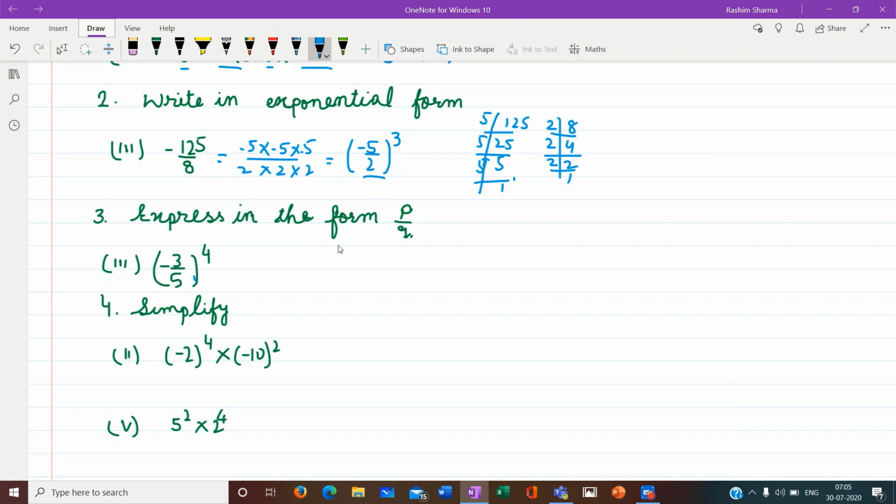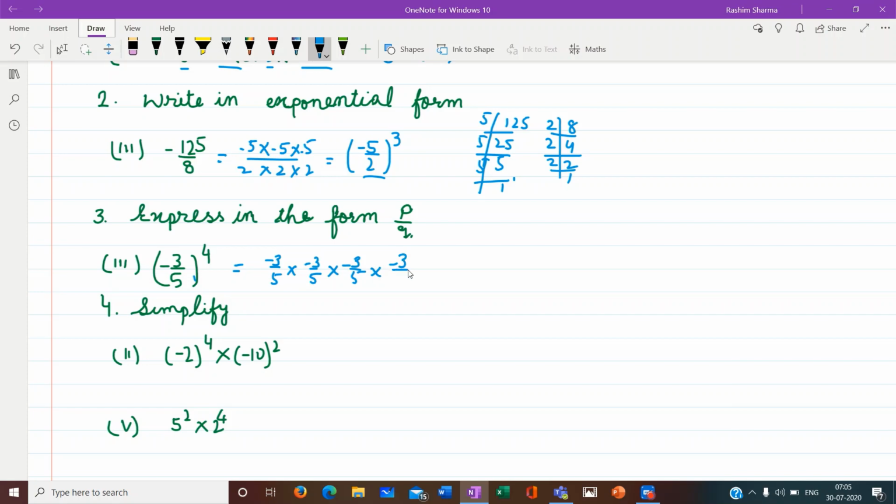Third question, express in the form of p upon q. p upon q means in simple fraction. So here we have minus 3 upon 5 raised to power 4. We will multiply 4 times.